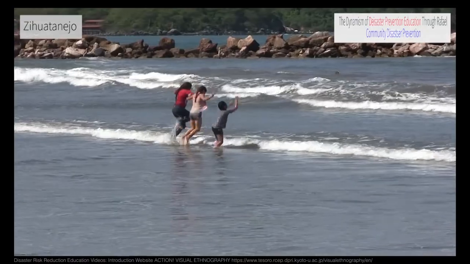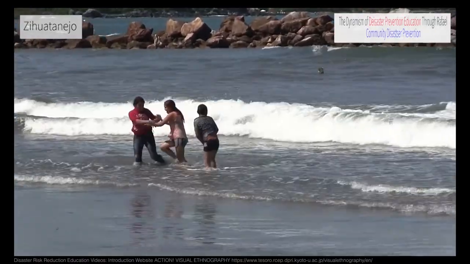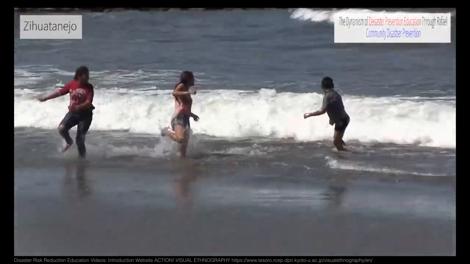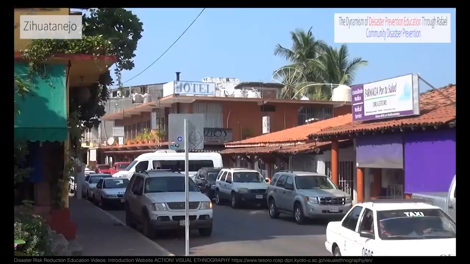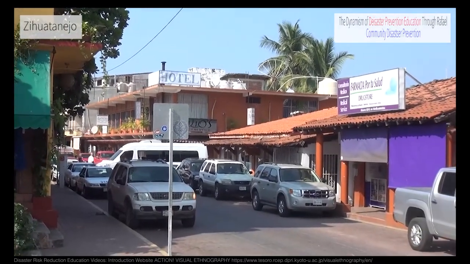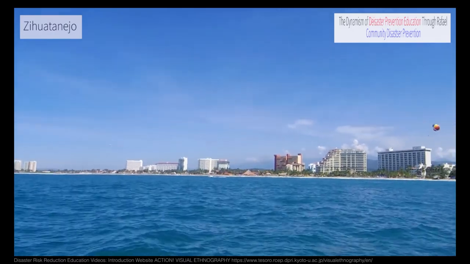Ziwate Neho City is a resort located on the Pacific Ocean coast, about 480 kilometers southwest of Mexico City. Ziwate Neho is the place where experts have pointed out the possibility of damage caused by earthquakes and tsunamis.